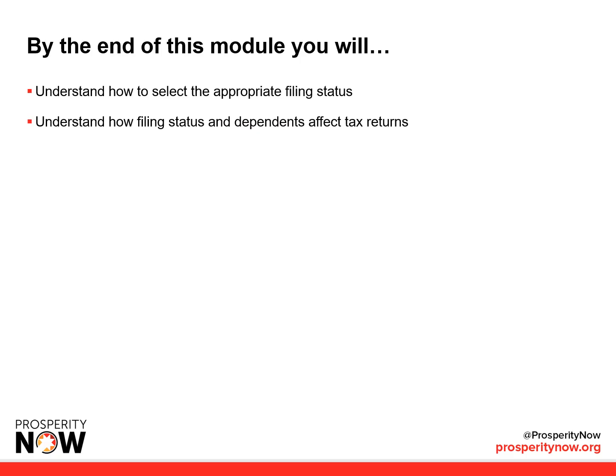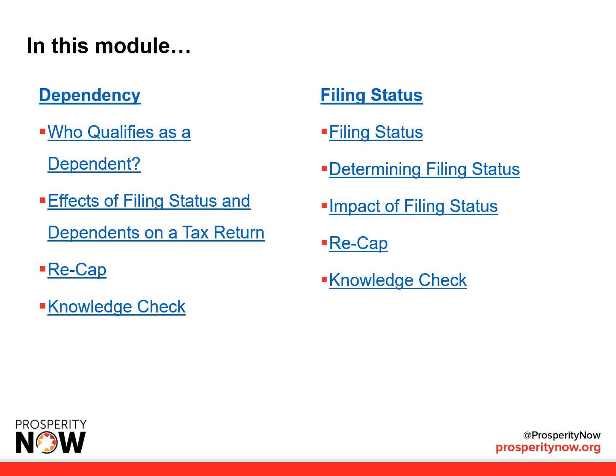By the end of this module, you will understand how to select the appropriate filing status and understand how filing status and dependence affect tax returns. Here is an overview of the subjects we'll be covering. If you need to return to a subject to review, you can come back to this page and these links will take you to different sections of the slideshow.